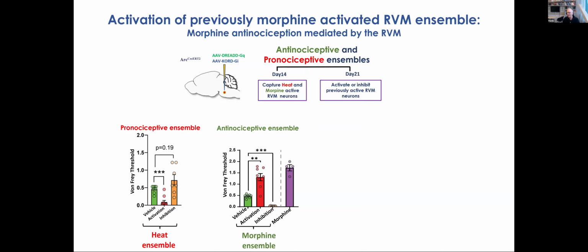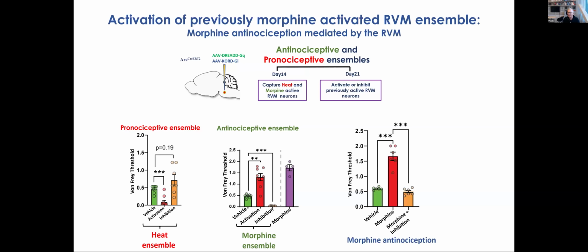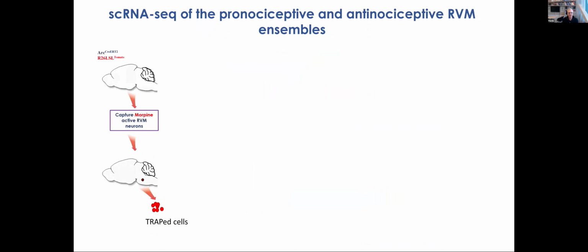But the question is, are the RVM neurons themselves required for all of the effect of morphine antinociception? And here is what we did to look at that. We reactivate these neurons again, and at the same time inhibit these neurons. And then you can see here that morphine has basically no effect at all. So the RVM ensemble activated by morphine is absolutely critical for morphine antinociception.